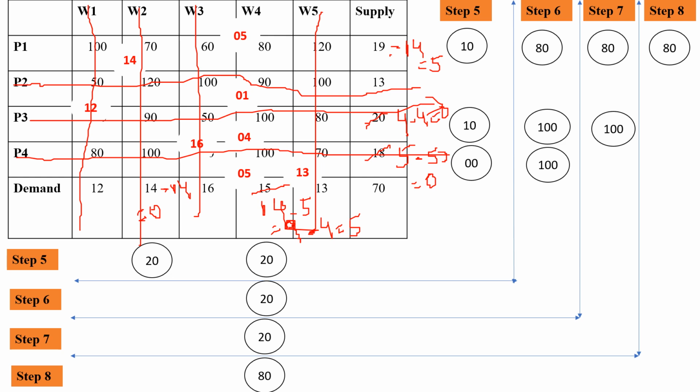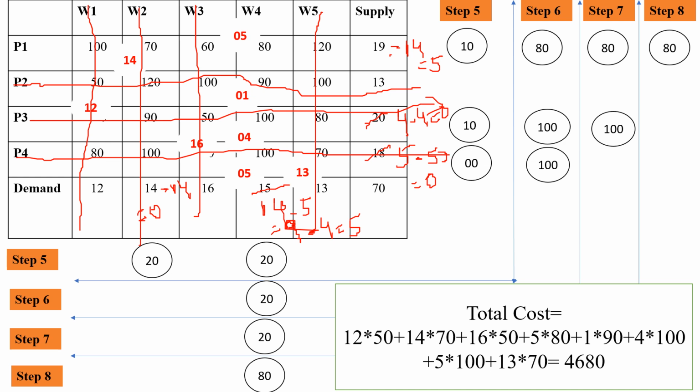If you calculate the overall transportation cost, it will be 12 into 50, 14 into 70, where I have rounded up, 16 into 50, 5 into 80, 1 into 90, 4 into 100, 5 into 100, 13 into 70, then ultimately the total cost is 4680.